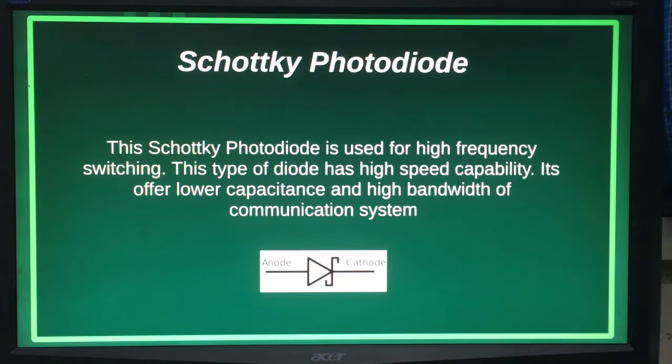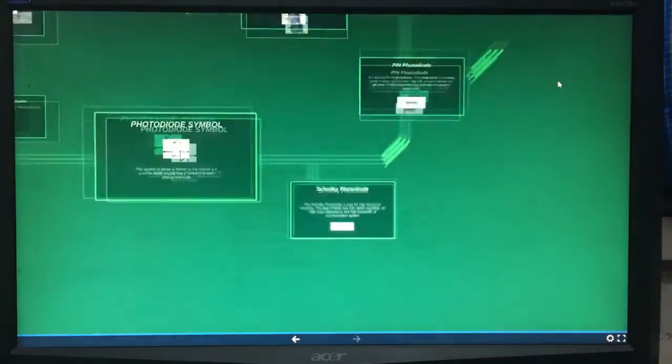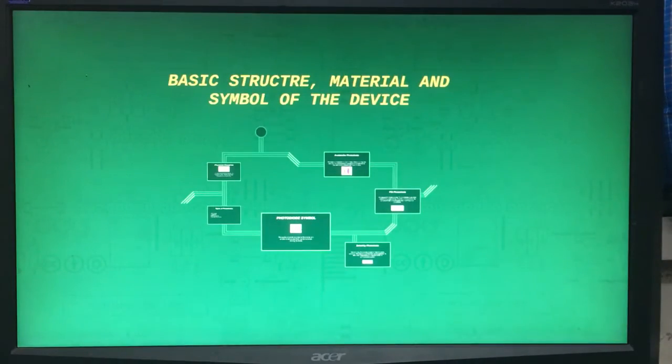The Schottky photodiode is used for high frequency switching, and this type of diode has high speed capability. It offers lower capacitance and high bandwidth for communication systems. This is the symbol that is used casually. So I think that is all for the types of photodiode.